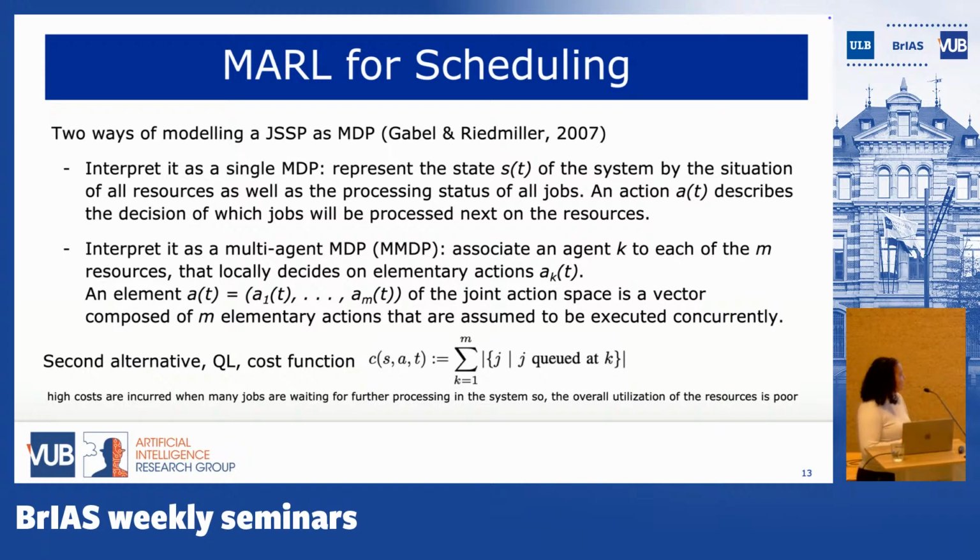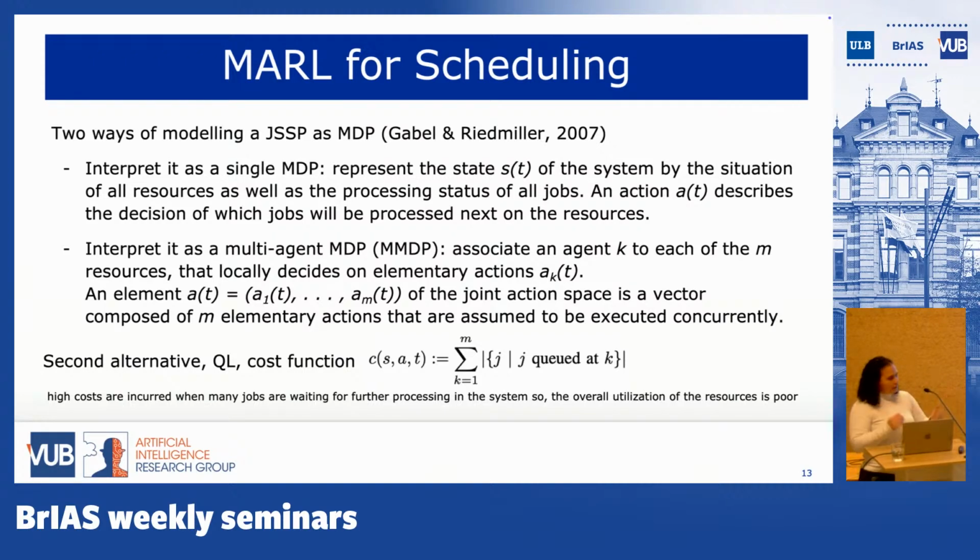In this case, as I mentioned before, I will be talking about the job shop scheduling problem. So we have operations that need to be executed in different resources, and each job has precedence constraints that need to be taken into account. There were two alternatives at that time. We could interpret it as a single Markov decision process, or we can interpret it as a multi-agent Markov decision process. So we can have the general, centralized point of view by representing the state of the system by the situation of all the resources as well as the processing status of all the jobs, or we can have an agent associated to each of the resources that you have in your system, and this agent will locally decide on elementary actions.